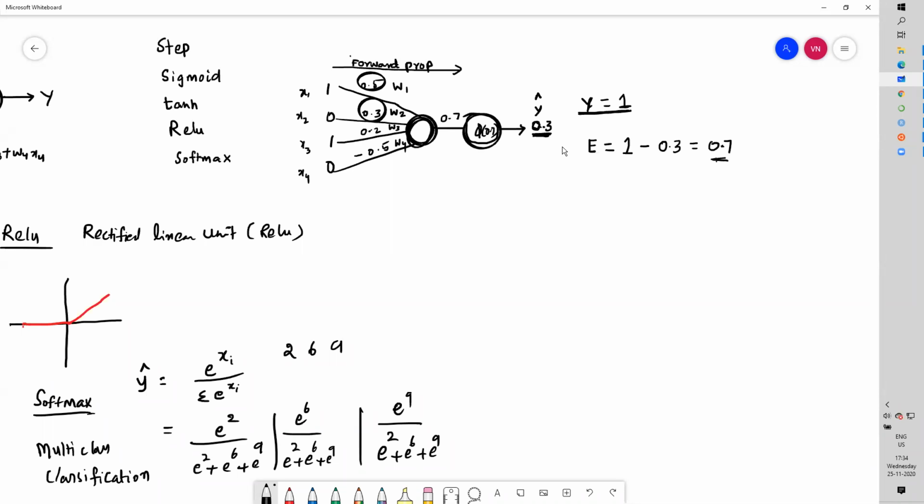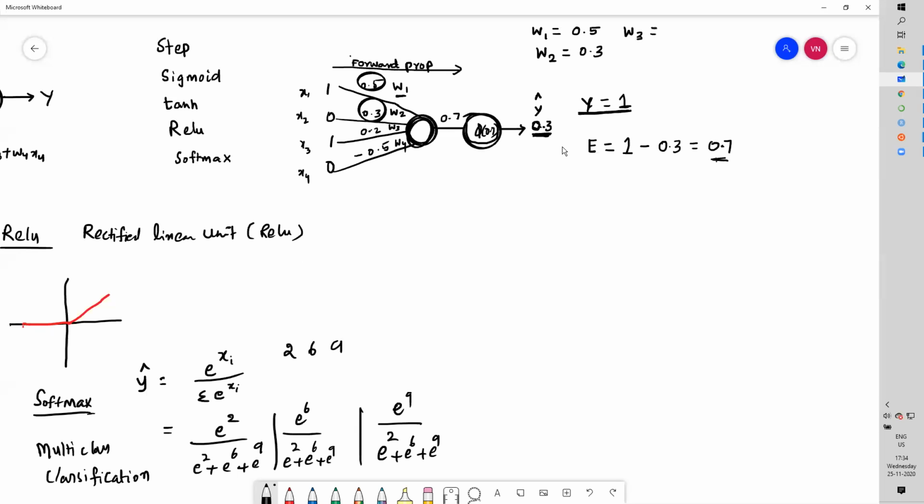Now, if we change the value of W1, the output will change. But the question is, how much should we change W1 from the first iteration? For the first iteration, let's write the values. W1 is equal to 0.5. W2 is equal to 0.3.